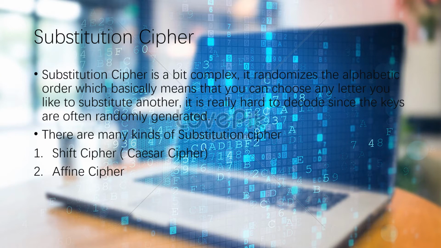Substitution cipher. Substitution cipher is a bit complex. It randomizes the alphabetic order, which basically means that you can choose any letter you like to substitute another. It is really hard to decode since the keys are often randomly generated. There are many kinds of substitution cipher. The first one is the shift cipher, which is the Caesar cipher. Another one I'm going to talk about is the affine cipher.